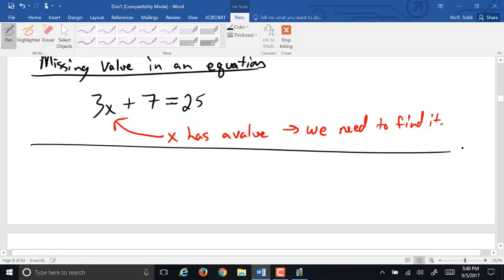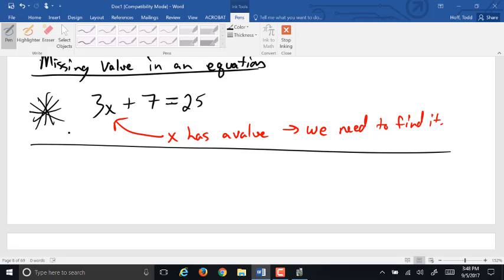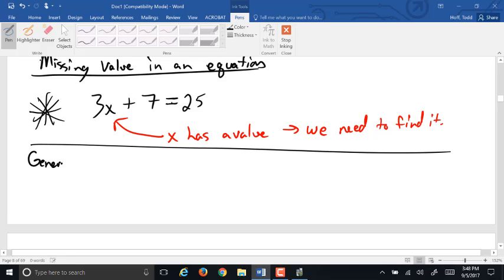The third use, which is going to be the one we're going to work with first. We're going to come back and we will spend quite a bit of time this semester dealing with that missing value in an equation, solving equations. But for right now, we're going to take some time to deal with just a generic value.